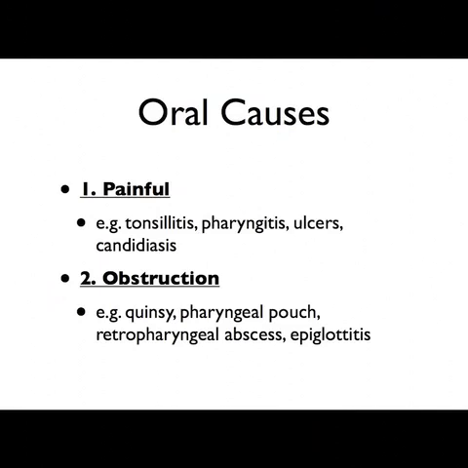So we'll first talk a little bit about oral causes. I like to divide oral causes up into painful oral causes and obstructive oral causes. However, it's important to realise that there often is some overlap between this, and some causes that are painful can also be obstructive, etc. When we think about painful oral causes, we're thinking about things such as tonsillitis, pharyngitis, aphthous ulcers in the mouth, and fungal infections, for example, such as candidiasis. When we think about obstructive things, say pharyngeal pouches, retropharyngeal abscesses, and of course, epiglottitis. And obviously the overlapping quinsy, both painful and obstructive.